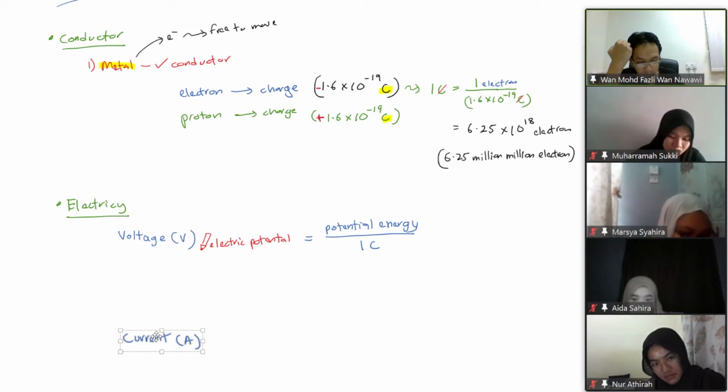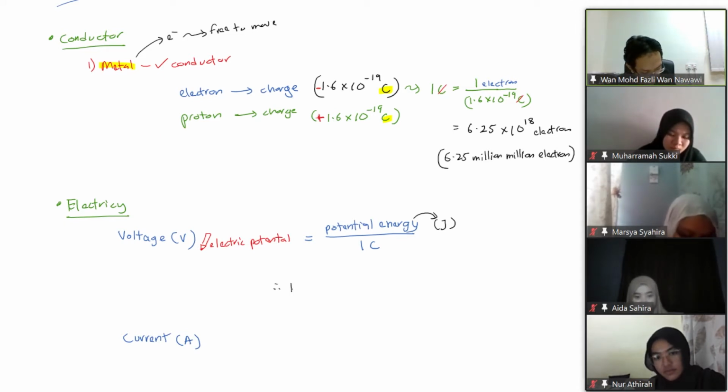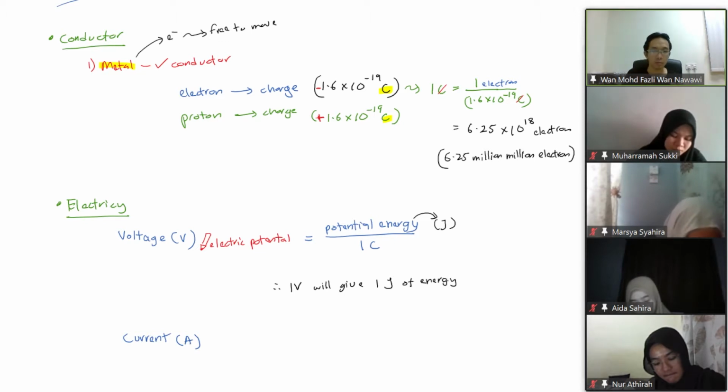Normally when we talk about energy, we talk about joule. Example of energy is joule, the unit that normally you have heard. So basically 1 volt will give 1 joule of energy for every 1 coulomb that passes through.